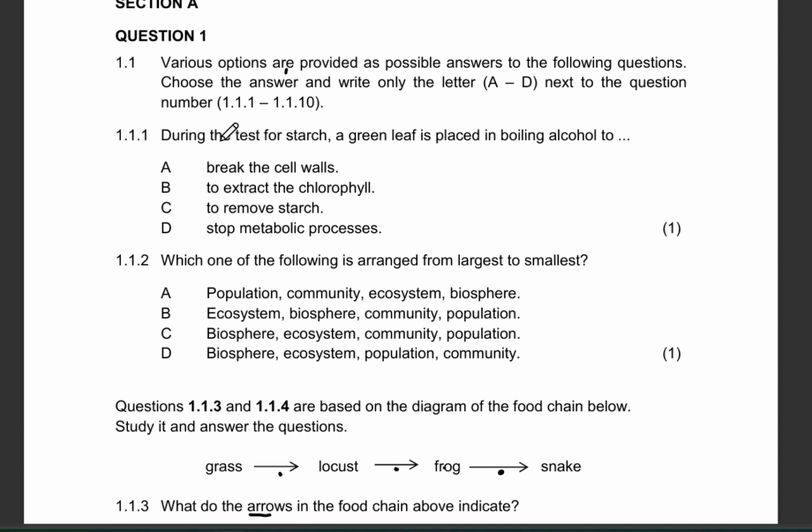During the test for starch, a green leaf is placed in boiling alcohol to do what exactly? You're given 4 options, guys, and remember, these are 4 possible answers. You need to choose the correct one. So the correct one will be option B. During the test for starch, a green leaf is placed in boiling water to extract or to remove chlorophyll. And we know that chlorophyll is basically the green pigment that we find in our leaves.